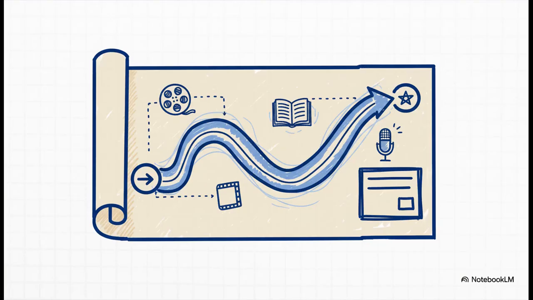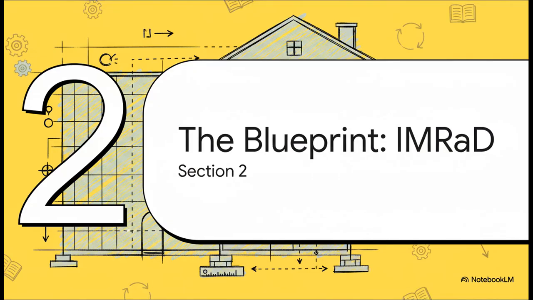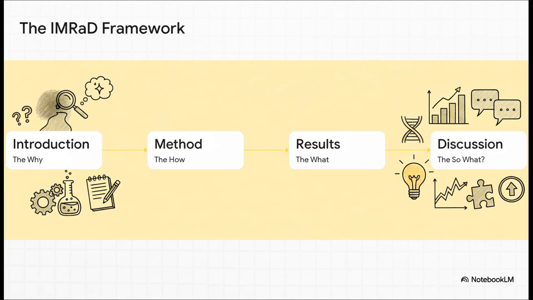And look, every great story needs a plan, right? A movie has a script, a building has a blueprint. It's what gives it structure. Well, in research, our blueprint has a name, and it's called IMRAD. So this is it, IMRAD. This is the blueprint, the architecture of your entire research story. Let's break down what it actually means, because once you get this, I promise, the whole thing starts to make a lot more sense.